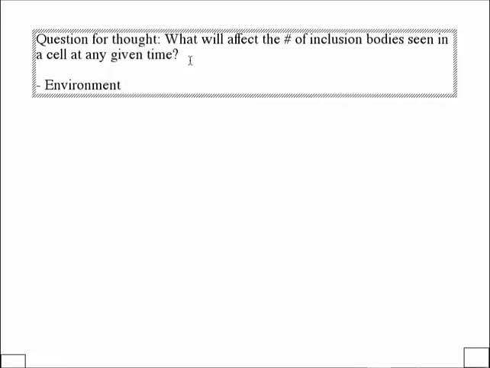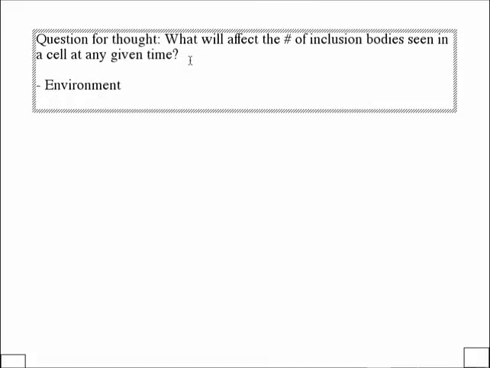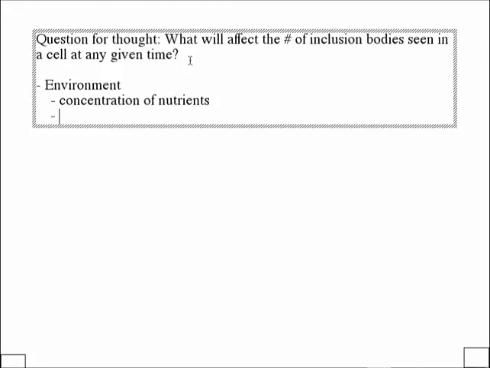So we could say the level of nutrients in the environment, so concentration of nutrients. As you might imagine, if a cell is in a very nutrient-rich environment, it can store away a lot of the food as, say, glycogen in a glycogen storage granule. It can save it for a time of need. We also understand that maybe the wavelength of light or the type of energy that it is gaining in that environment will affect the number of inclusions.